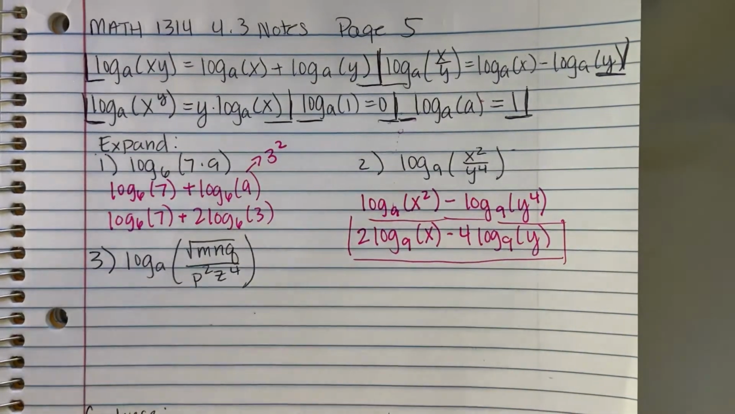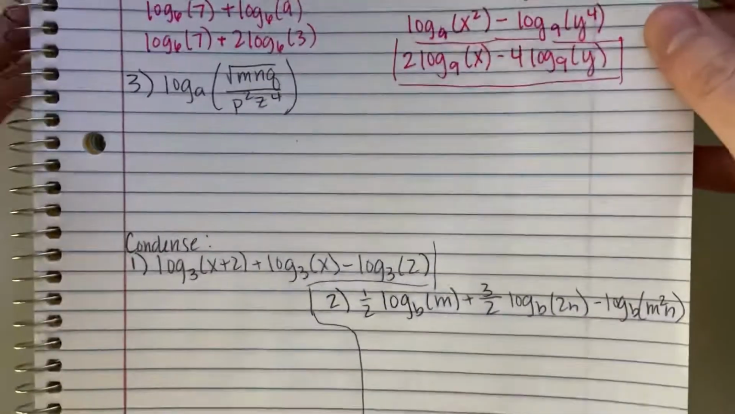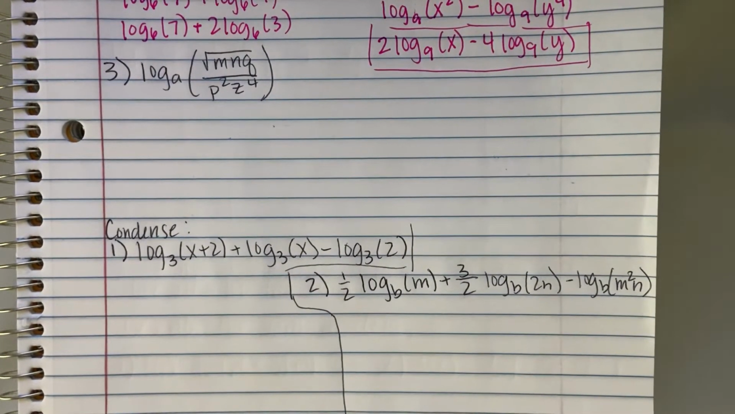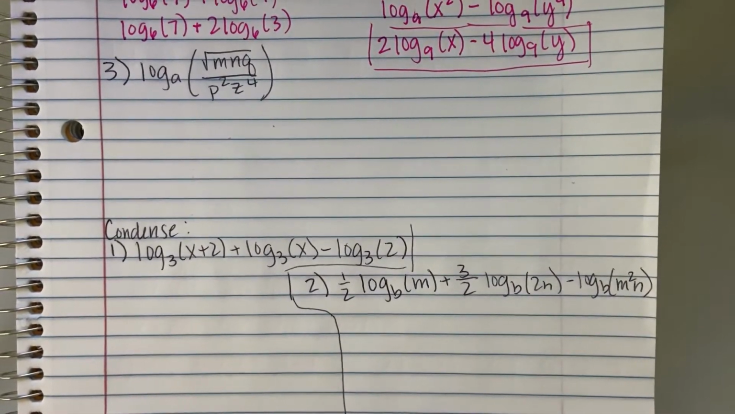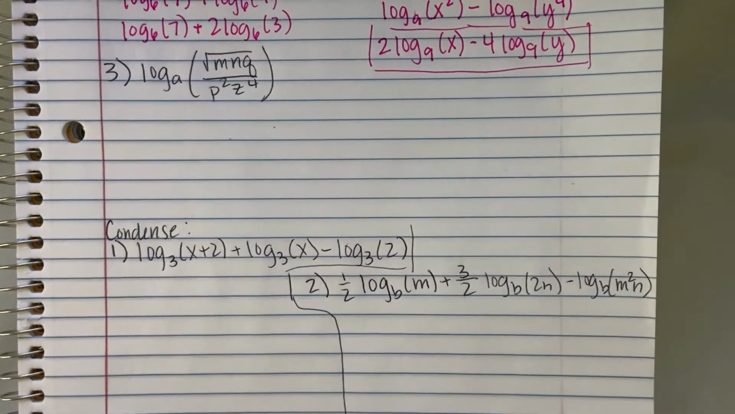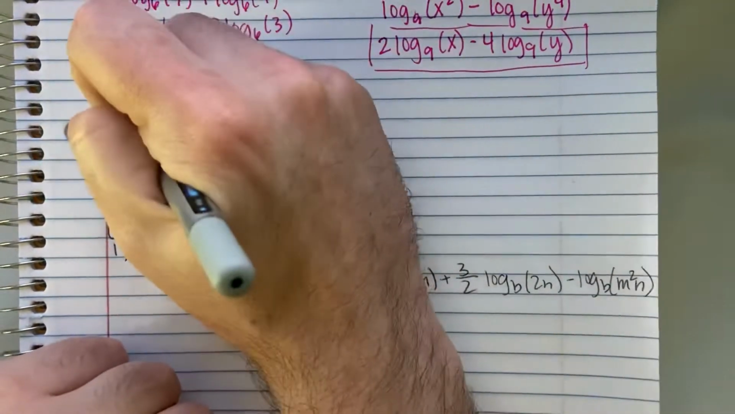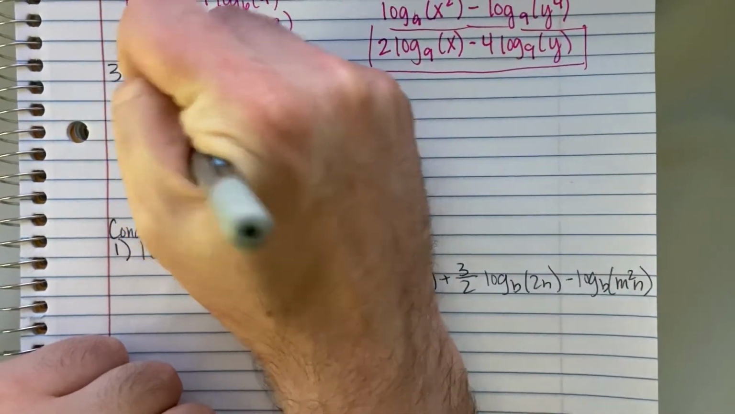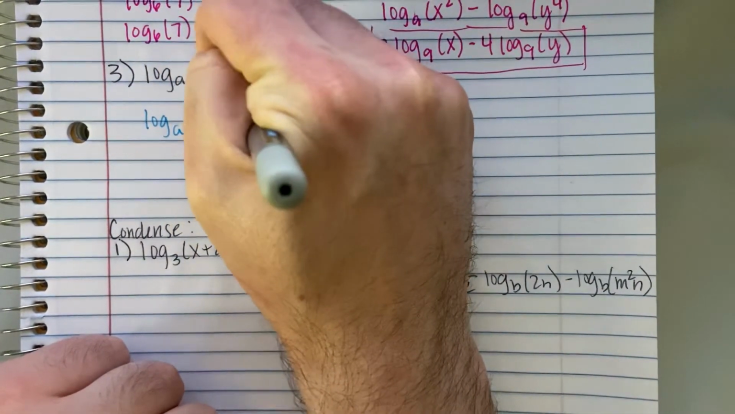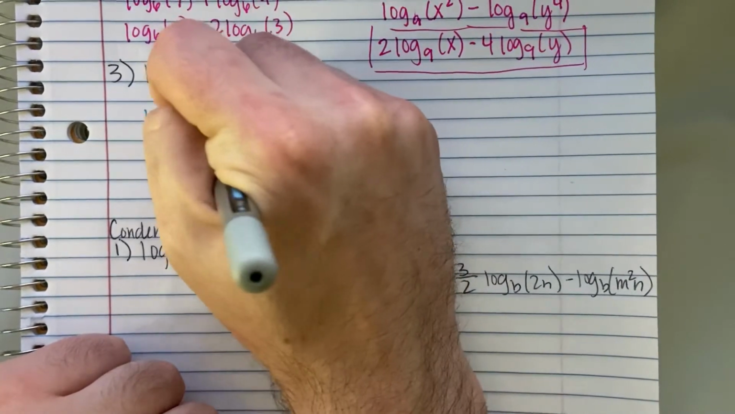Now let's look at number 3, a slightly more beastly problem. That's log base a of the square root of m times n times q divided by p squared z to the fourth. Okay, first off, we need really everything to have an exponent power, and square roots don't have that, but we can convert them. Specifically, before I break any of this apart, when something's under the square root, it's to the 1/2 power.